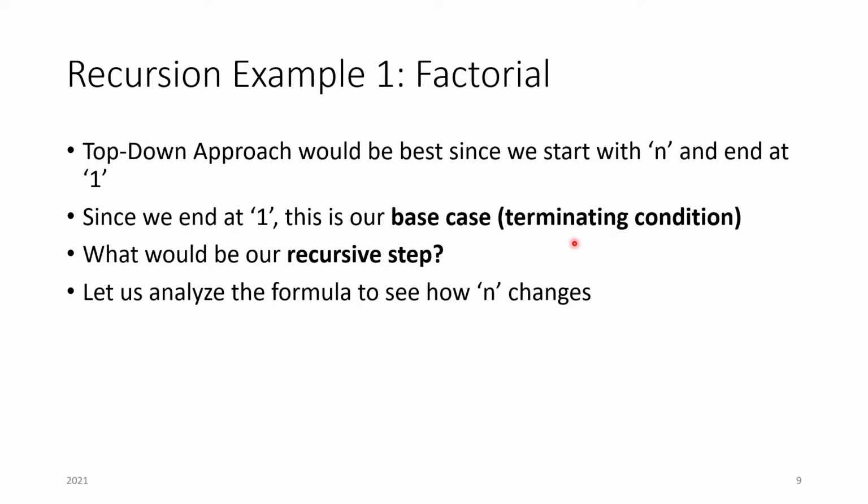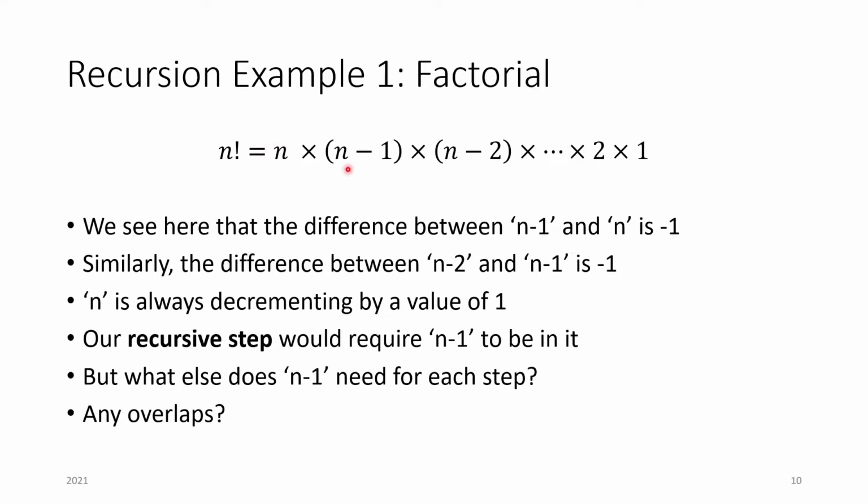Now that we have identified the base case, the other thing that we need to identify is the recursive step. The recursive step is going to analyze the changes between two successive cases and see what the constant change is for any two successive cases. In analyzing the formula here, if we go from n minus 1 and n, and we subtract the two, we see that the difference is just going to be minus 1. And if we have n minus 2 and n minus 1, the difference is also minus 1. So that difference that we always see is that n is always decremented by 1 until we hit our base case where n is equal to 1.